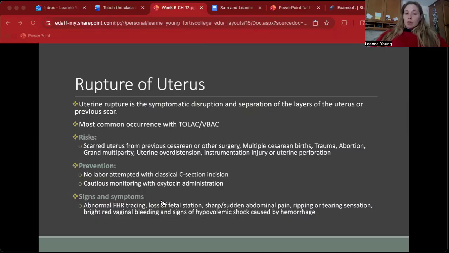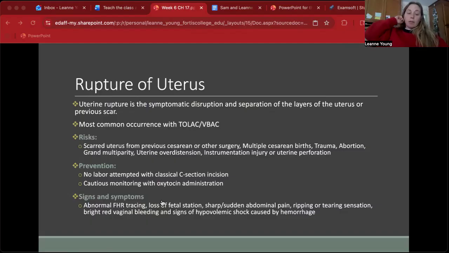Risks would be if there's a scarred uterus from a previous C-section or other surgery, if the mom has had multiple C-sections, trauma, abortion, grand multiparity, uterine overdistension, instrumentation injury, or uterine perforation. All of those things are risk factors. Prevention: no labor attempted with a classical C-section incision. So if the incision is not a normal low transverse bikini line incision, we should not be attempting labor.